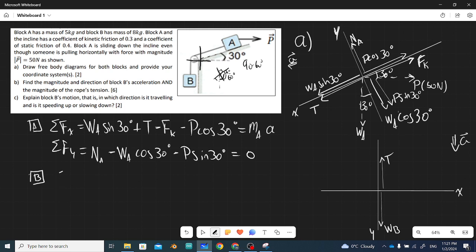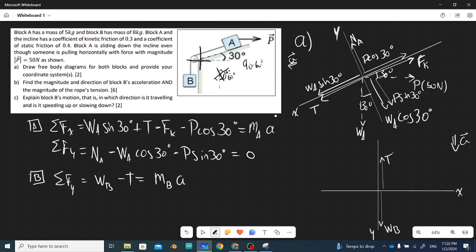So sum of forces in X. There's no forces in X, so this is nothing there. So just do Y. So it is weight of B minus T, and that's equal to mass of B times acceleration. All right, so now we're searching for the magnitude and direction of block B's acceleration and the magnitude of the rope's tension.